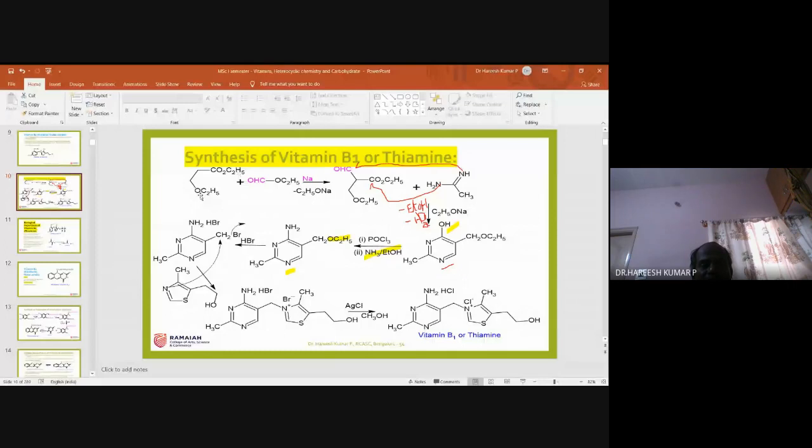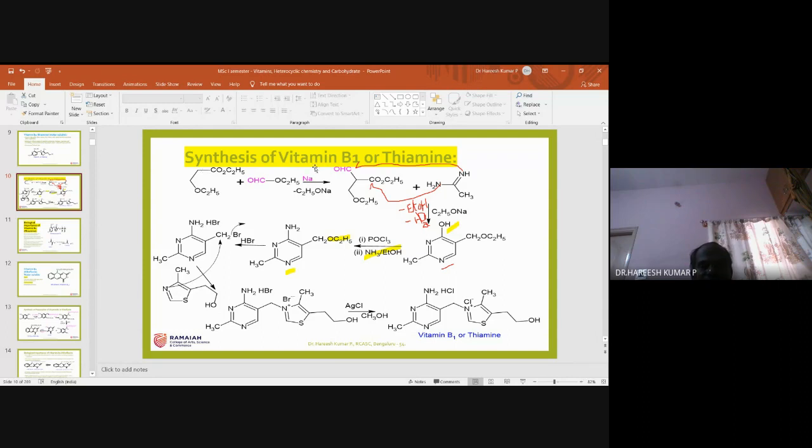So then what will happen? You know that this carbon is attached to oxygen. This carbon is attached to an electron deficient carbonyl carbon. Since this carbon is attached to an electron deficient carbon, the proton attached to this carbon is electron deficient.